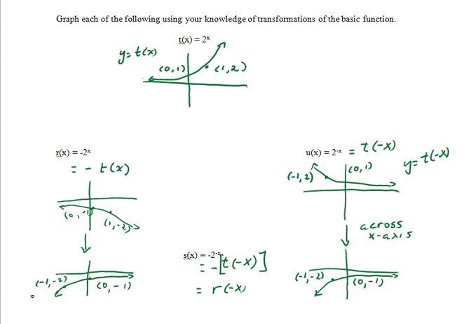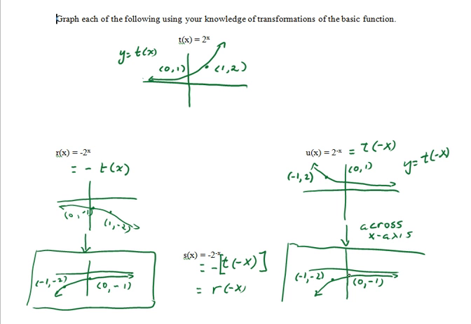Notice the last two graphs that we drew were identical. So you could arrive at the graph either by reflecting over the x-axis, then the y-axis, or the y-axis, then the x-axis. So these are both the graph of y equals s of x.